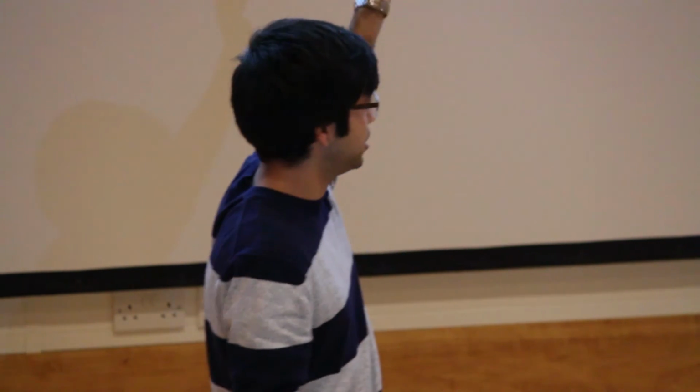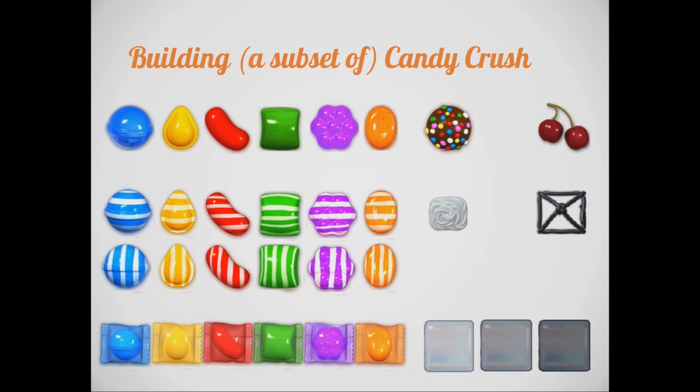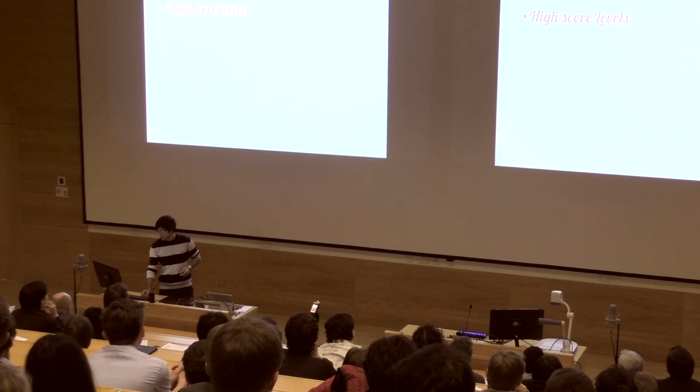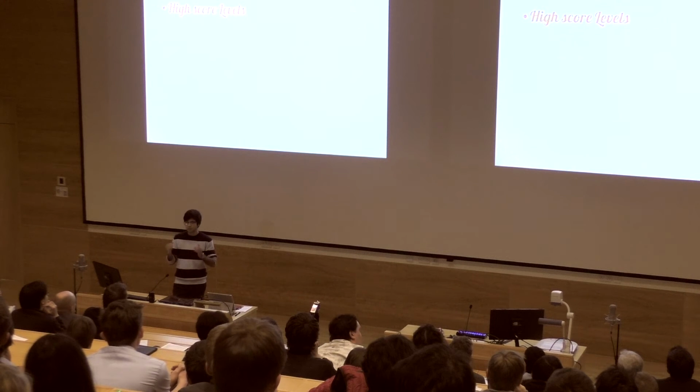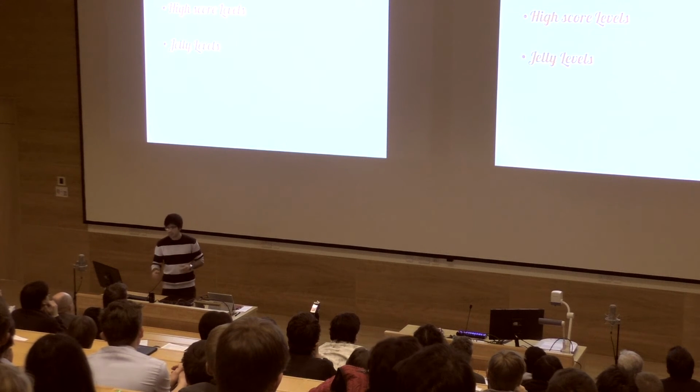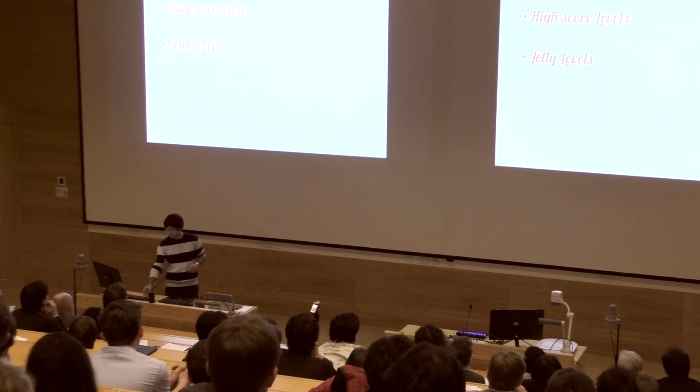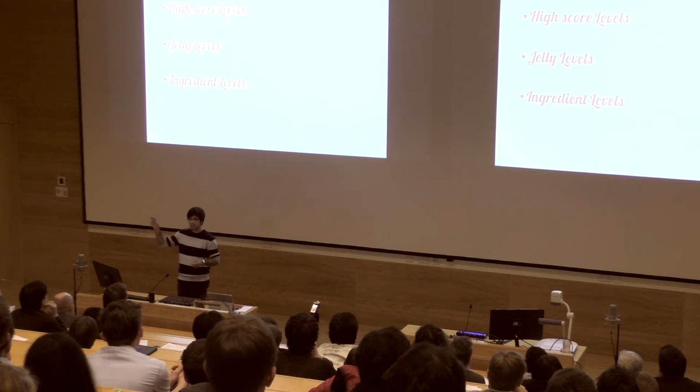The first thing we needed was a working implementation of Candy Crush. And since there were no open source solutions to this, we built it ourselves. The features that we included were these. I'm not going to explain all of them, but basically they have different effects on the board, and when you combine them, they have further different effects on the board. We added support for high score levels in which you have to reach a target score, jelly levels where you have to clear all of the jellies on the board, and ingredient levels where you have to sink the ingredients down to the bottom.